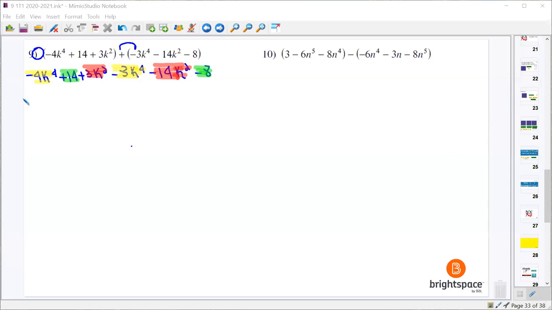If I reorganize these numbers, I will have my yellow part first, okay? And in my yellow, I'm going to turn it black because sometimes it's difficult to see yellow. Negative 4k to the fourth power minus 3k to the fourth power, right? Then I'm going to have my green part that is saying plus 14 minus 8. And finally, I'm going to have my red part that is going to be saying plus 3k squared minus 14k squared. Right, guys?